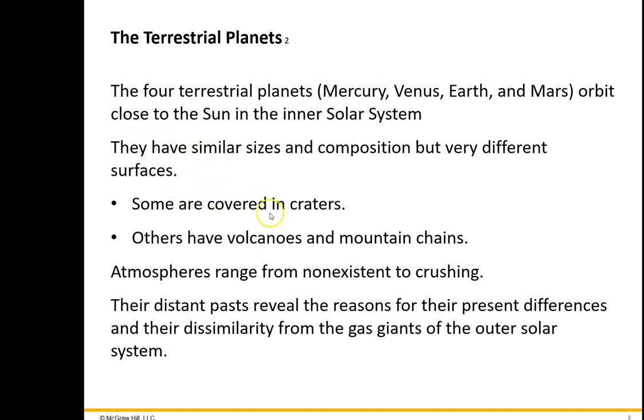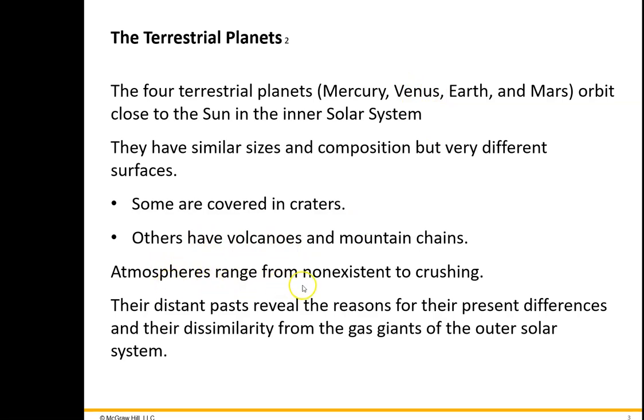Similar size. Some are covered in craters. That would be Mercury, of course. Others have volcanoes and mountain chains, or not volcanoes that are actively going off, but they do have volcanoes and mountain chains. That would be, of course, Venus, Earth, and Mars. Now, Venus has a very thick atmosphere. So I guess that's the next thing we talk about.